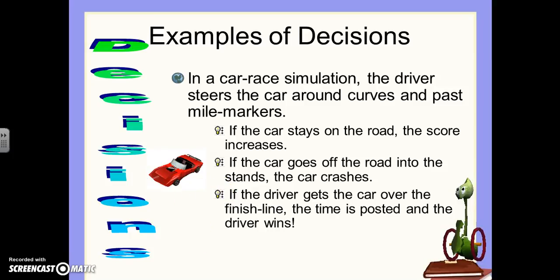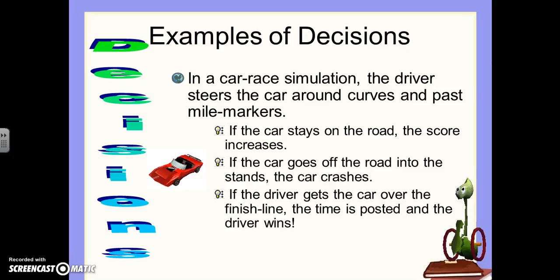So for example, in a car race simulation, the driver steers the car around curves and past mile markers. Okay, that's your standard driver. If the car stays on the road, the score is going to increase. If the car goes off the road into the stands, the car crashes. If the driver gets the car over the finish line, the time is posted and the driver wins.